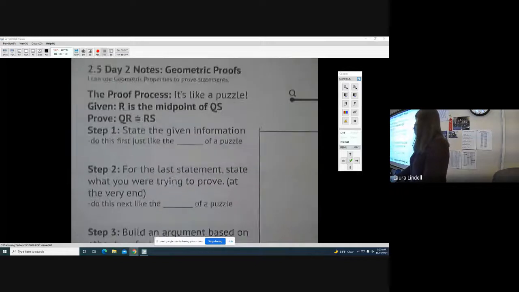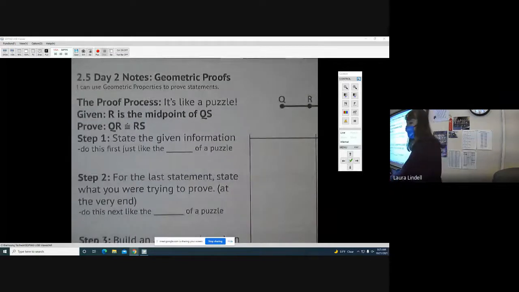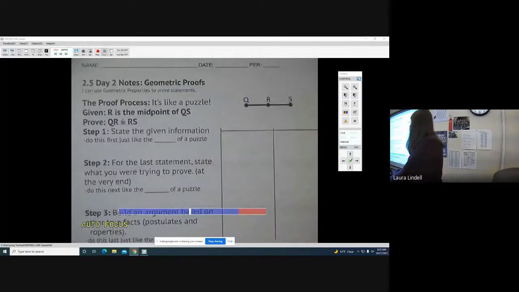So it should say 2.5 day 2 notes, geometric proofs at the top. Okay.